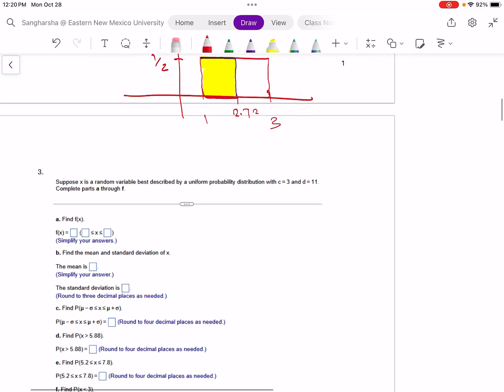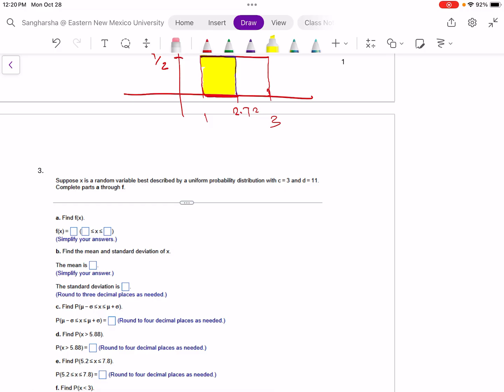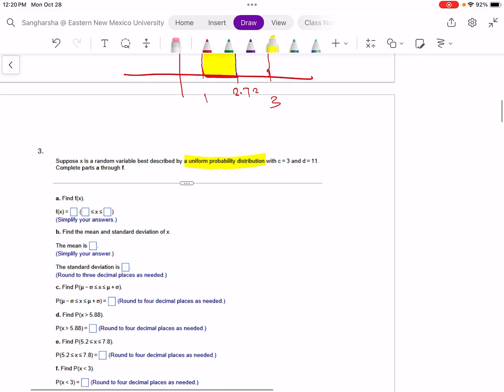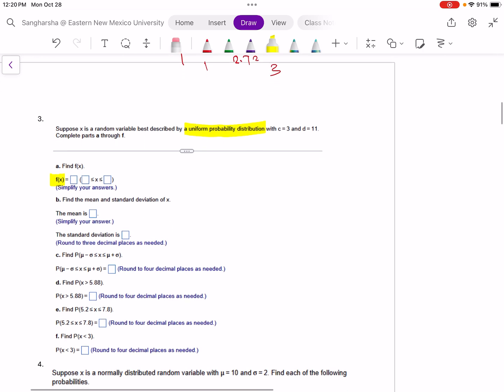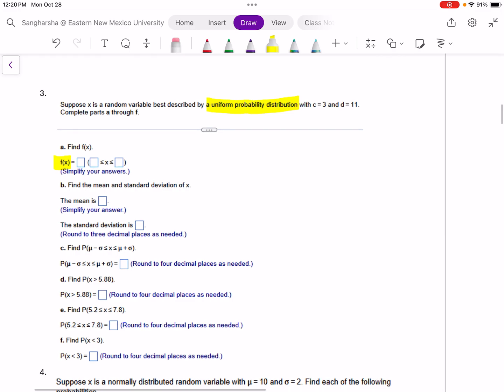No question. Okay, now let's go to number 3. Suppose x is a random variable with a uniform probability distribution. C is given, D is given. I'm going to skip this one because you are asked to find f of x, which is 1 over d minus c. You can find this one. Then find the mean and standard deviation. The formula is given. The mean mu is c plus d over 2. The standard deviation is d minus c divided by square root of 12.